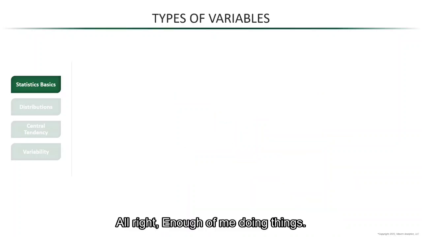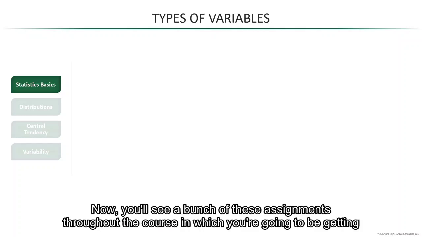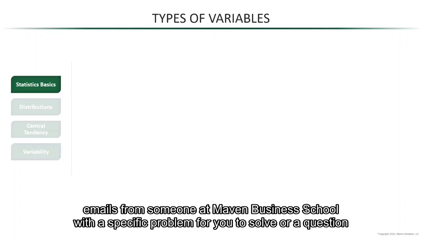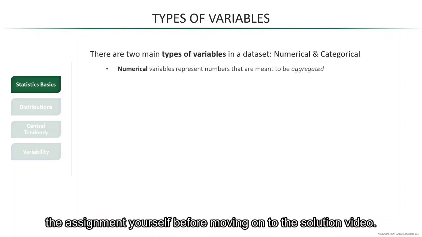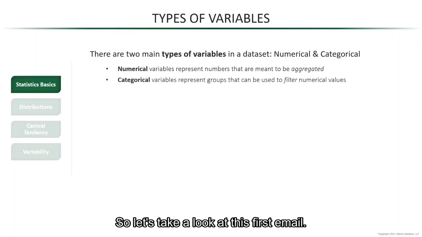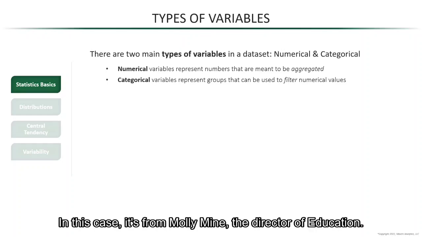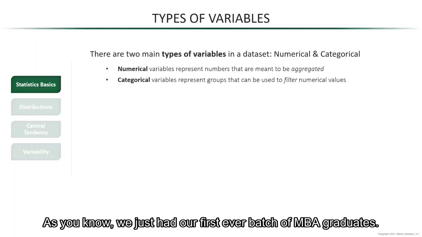Okay, so if the purpose of descriptive statistics is to summarize the characteristics of a variable, then we need to discuss the different types of variables. Now you might run into different breakdowns in other stats classes or textbooks, but ultimately there are 2 main types of variables in a dataset. You've got numerical variables and you've got categorical variables. Numerical variables represent numbers that are meant to be aggregated. So these are things that you add up or you calculate averages for. And categorical variables represent groups or categories that can be used to cut or filter numerical variables. And we'll see an example of that in a few seconds.